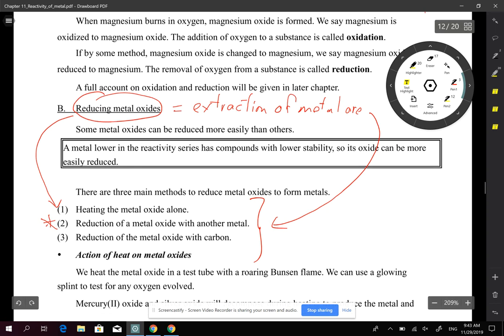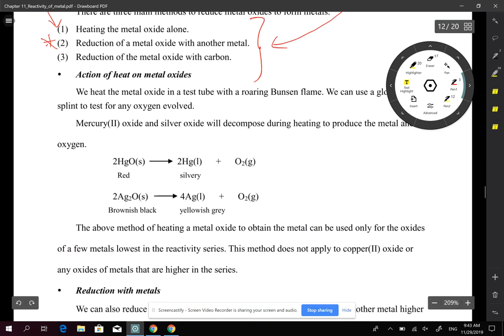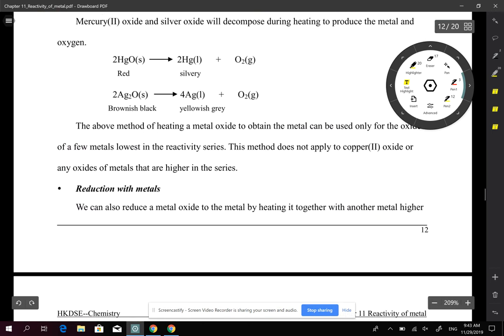So you can see the following. Oh, the same, we have already learned. Heating mercury oxide directly will form back mercury and oxygen. Heating silver oxide directly will form silver and oxygen. But now we can name it the reduction of the oxides of mercury and silver. Not a new thing, an old thing, but with a new name.